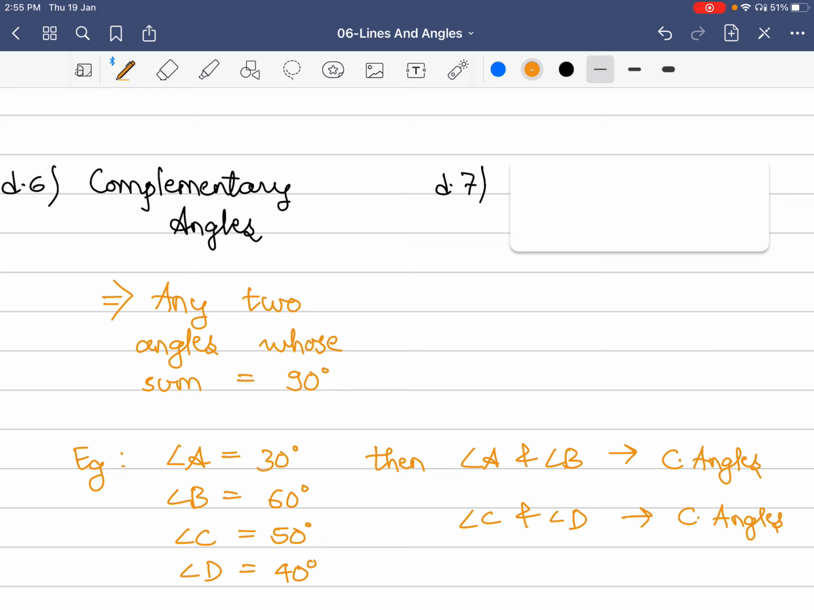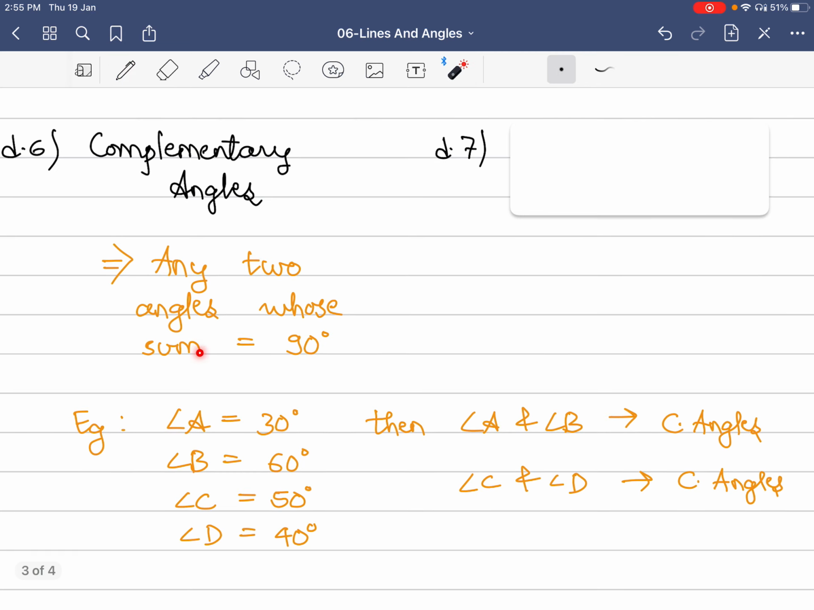Why are they called complementary angles? Because their sum is equal to 90 degree. The sum is equal to 90 degree. So A and C: the sum is equal to 80 degrees, so they are not complementary angles.